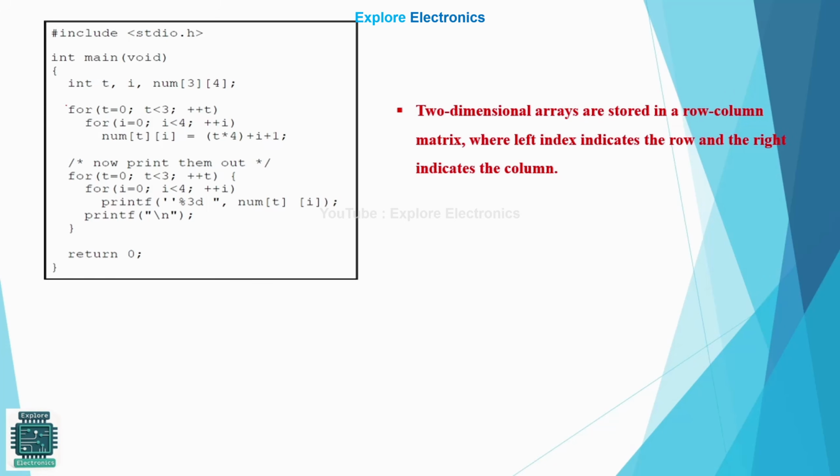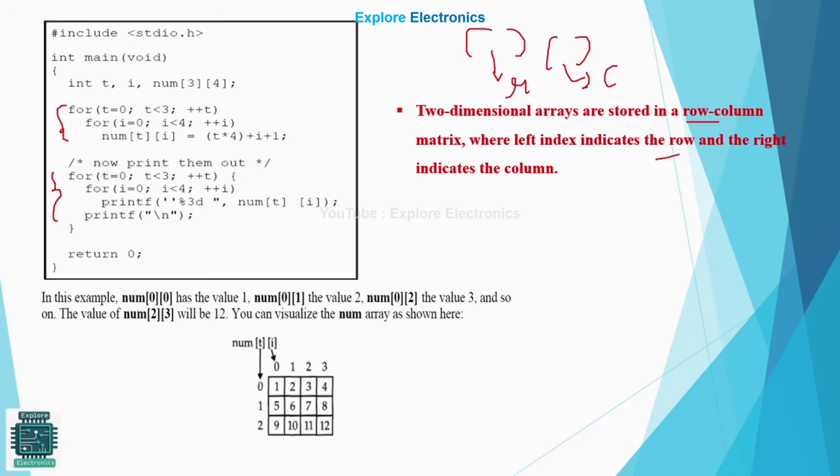See here, this is for loading the values. Now, these two for loops are for printing purpose, right? Totally 4 for loops are used in two-dimensional arrays. Elements are stored in a row-column matrix where the left index indicates row and the right indicates the column. If we consider two brackets, the first one is considered as row and the second one as column. See the same thing in pictorial representation they have given. You can include this too.